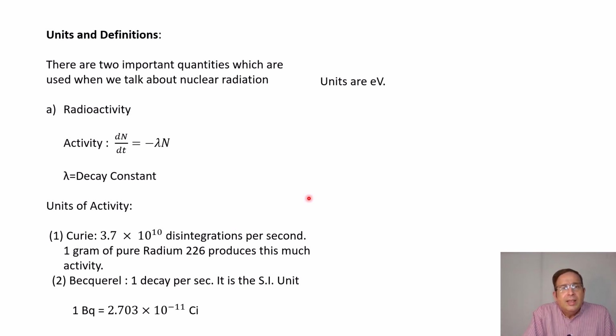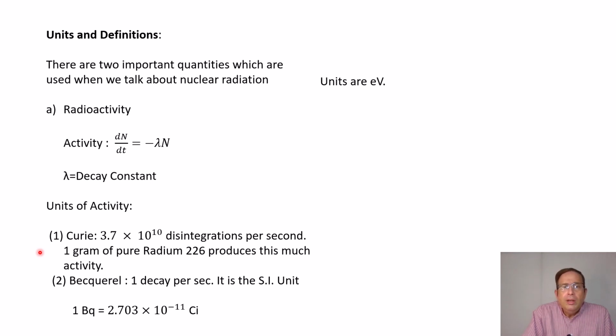Now why is this queer number used for the unit of radioactivity? Because initially when the radioactivity was studied, the scientists found that 1 gram of pure radium-226 produces this much activity. So 1 gram of pure radium is basically producing 3.7 into 10 raised to power 10 disintegrations in 1 second. So that was considered to be the standard unit of radioactivity.